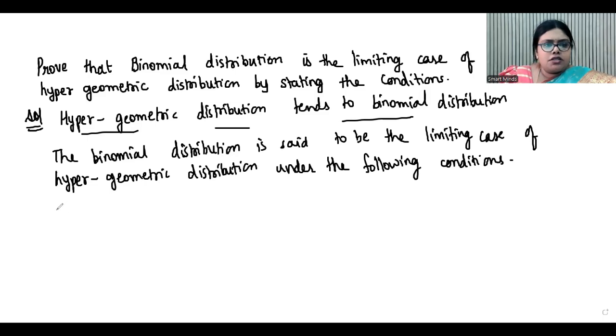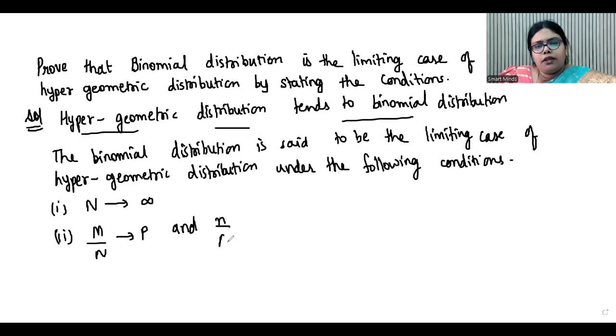What are the conditions? Number 1, N tends to infinity. Number 2, M by N tends to p, and small n by capital N is ignored. These are the two conditions.